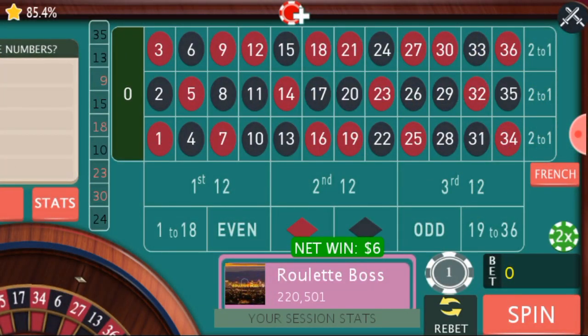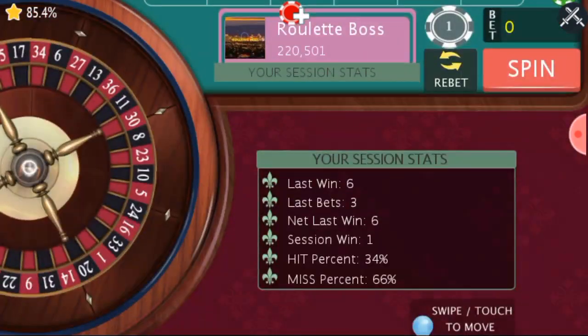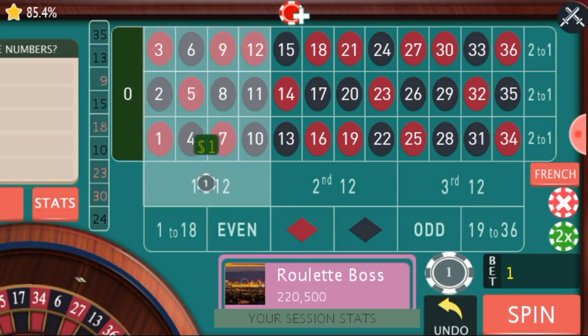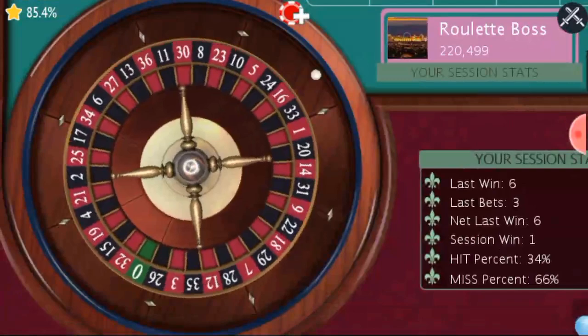We're still down. We're not above 3 units in profit. So we were betting our base bet at 3 units. We're going to minus 1 and continue the count. This is spin number 2.